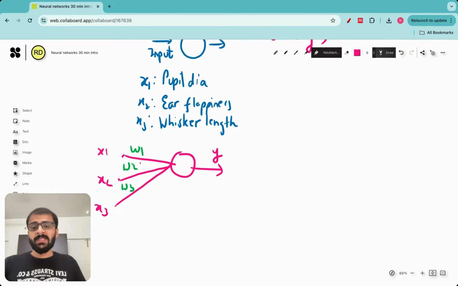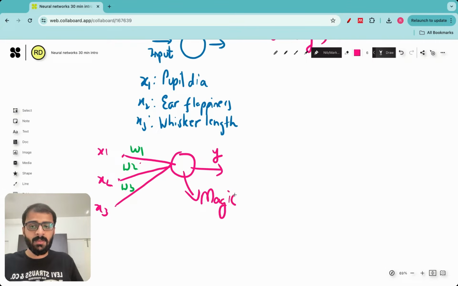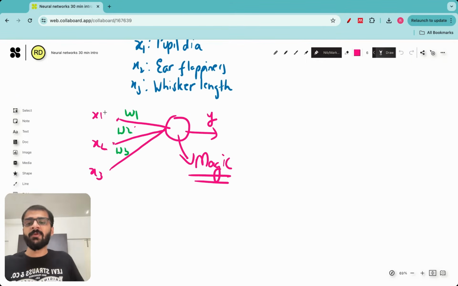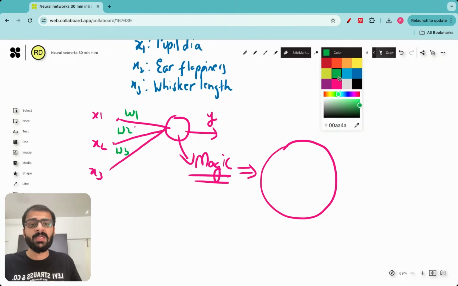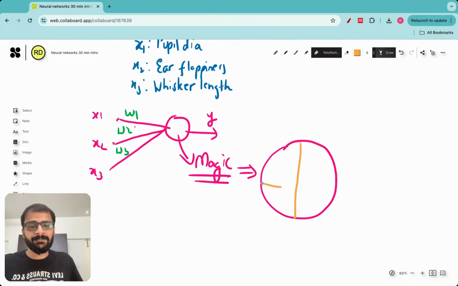Now, what happens within this neuron itself? This is where the magic happens. So, after we take the inputs and after we assign the weights, let's see what happens within this magic itself. So, let me zoom in further here. The neuron essentially has three important functions which every neuron performs. And let me represent these three here.